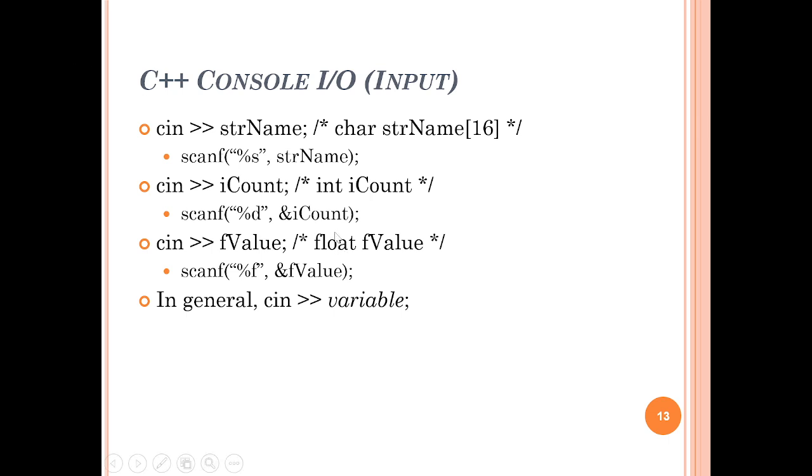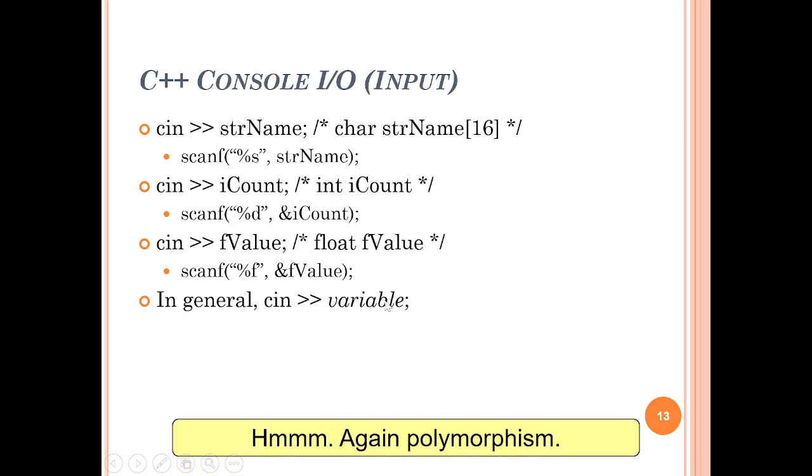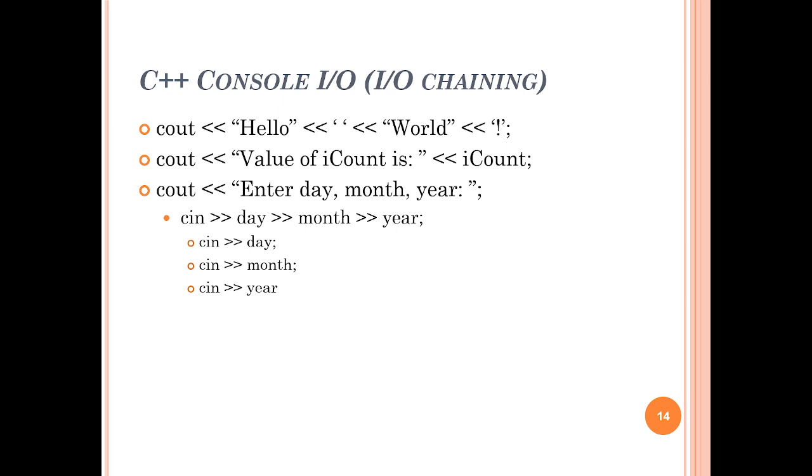In general, cin with the extraction operator is called the C++ console input operation. This is again polymorphism. So we can get day, month, and year using the cin variable as shown on that screen.